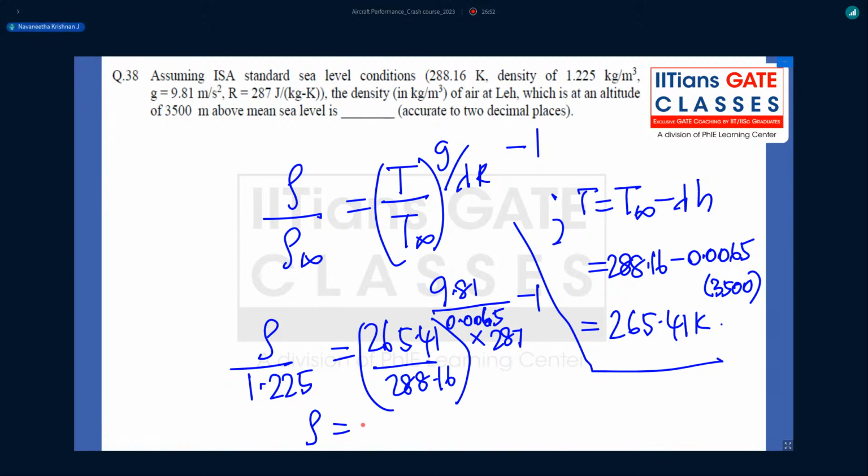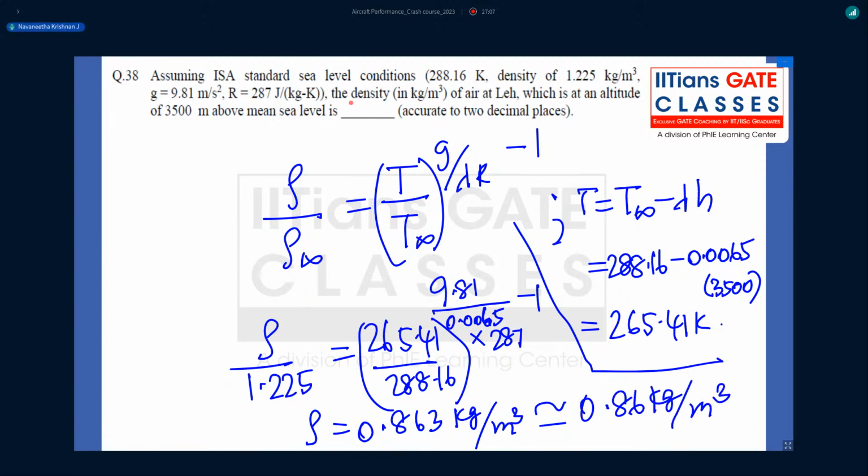Yes, correct, the number is 0.863 kilogram per meter cube. If I round off to 2 decimal places, it is approximately 0.86 kilogram per meter cube. So, the answer is 0.86.